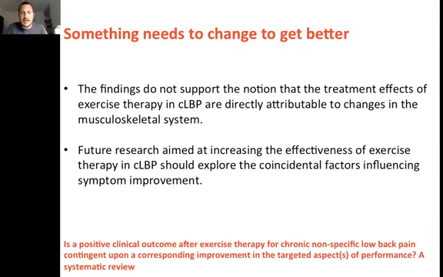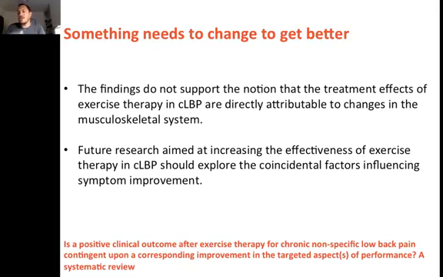In this paper from 2012, what they looked at is exercise for strength, flexibility, stability, mobility, a number of different factors. And they found that for changes within the targeted aspect of performance, let's say strength, you didn't need to get stronger to have a positive clinical outcome. So again, that throws into a bit of disarray what we think we know about exercise.